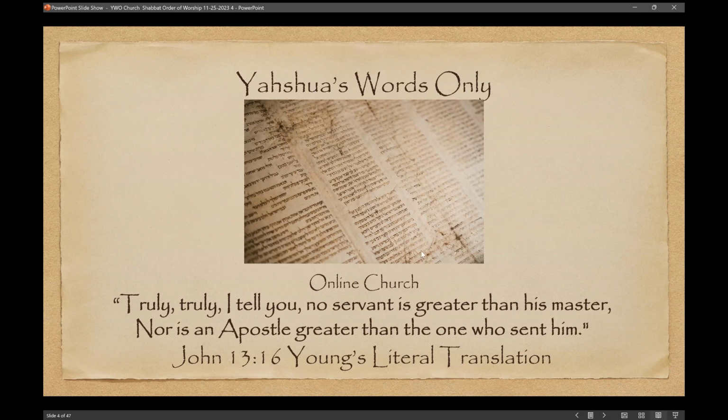So you have to follow the teachings of Jesus. And that's the whole premise of the group's meeting. And this verse solidifies that right off the bat.